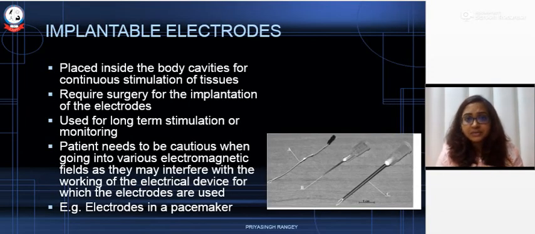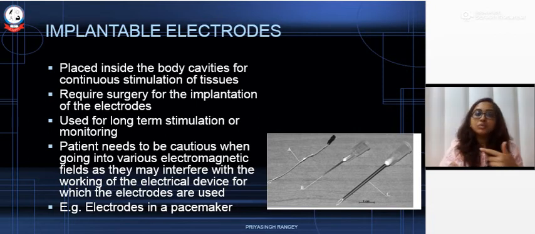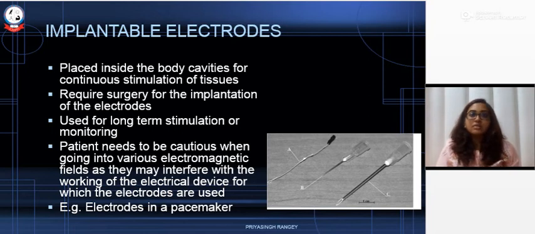And the last category of electrodes is the implantable electrodes. These are electrodes that can be placed inside the body cavities for continuous stimulation of tissues. Say if we want stimulation of tissues for a longer period, say for a few days or a few weeks or a few months, or even for a lifetime. In case of a pacemaker, we can use implantable electrodes.